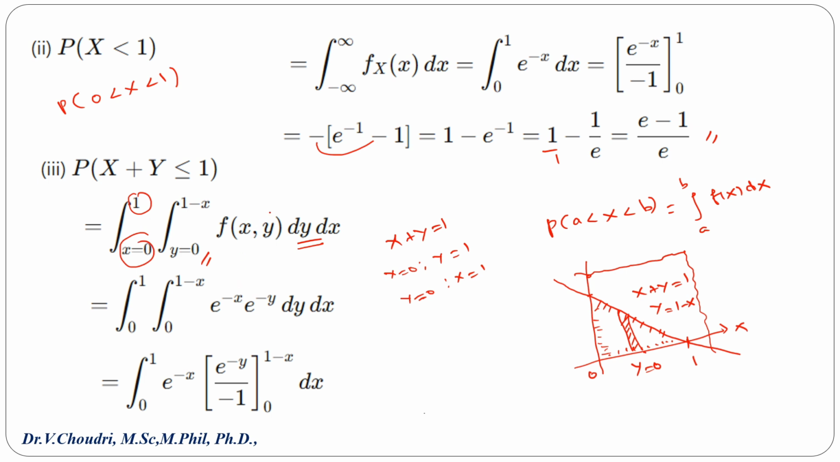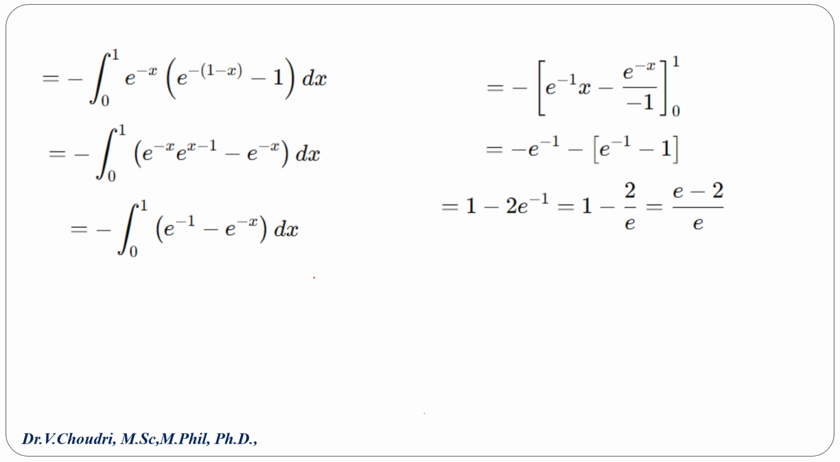Now f of x comma y equal to e power minus (x plus y). So I split it into e power minus x into e power minus y. First, e power minus x is constant, take it outside. With respect to y, e power minus y divided by minus 1. Apply the upper limit 1 minus x and lower limit 0. See, e power minus x, e power minus (1 minus x), minus e power minus 0, whose value is 1. Okay, clear. Now, inside this bracket, I can write e power minus 1 times e power x minus 1.